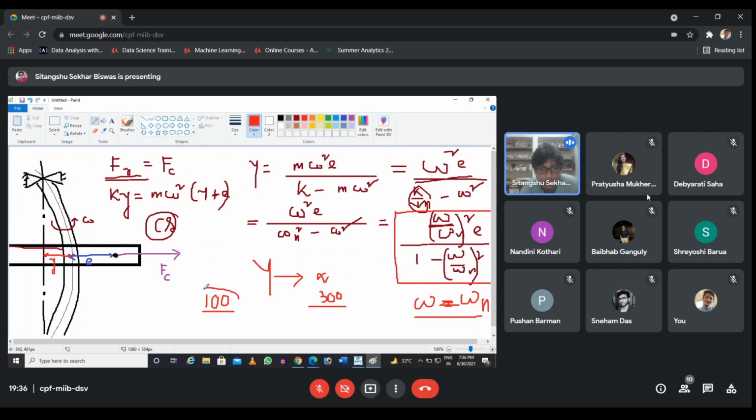So I have to cross this 100 hertz very quickly, so that prior to any permanent deformation of the system occurring, I will cross. So things you can conceptualize like this.